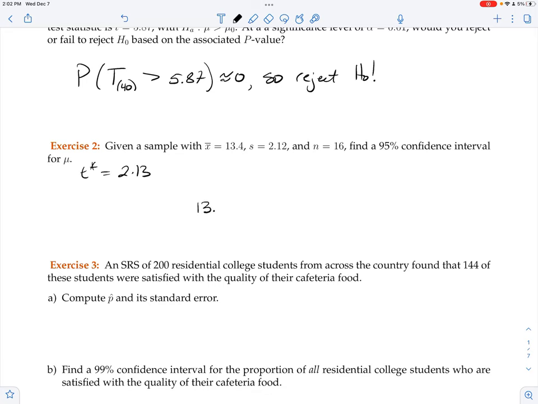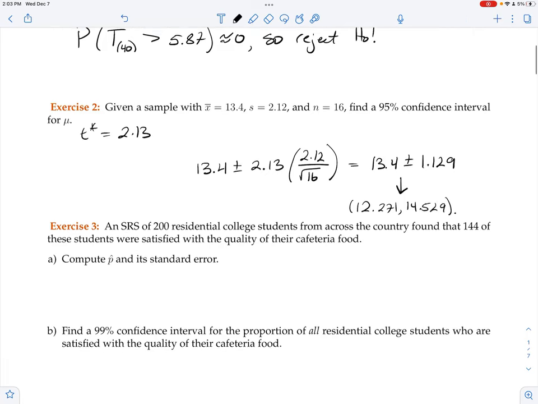So I take x bar 13.4 plus or minus my t star 2.13 times the standard deviation 2.12 divided by the square root of the sample size, which is 16. And so you plug everything in, and you'll get 13.4 plus or minus 1.129. Or if you want, you could also break it up and go something like 12.271 out to 14.529.